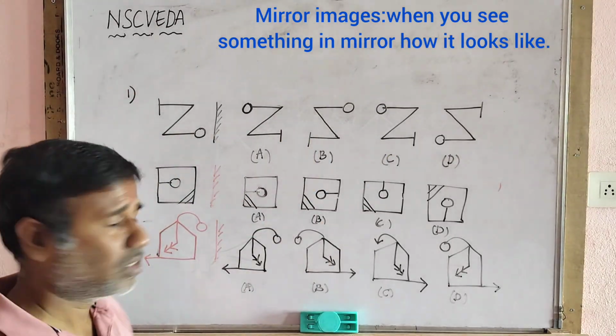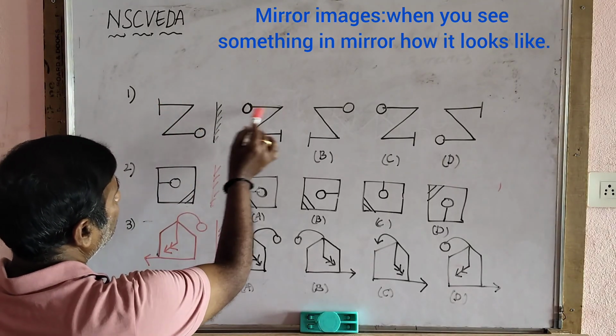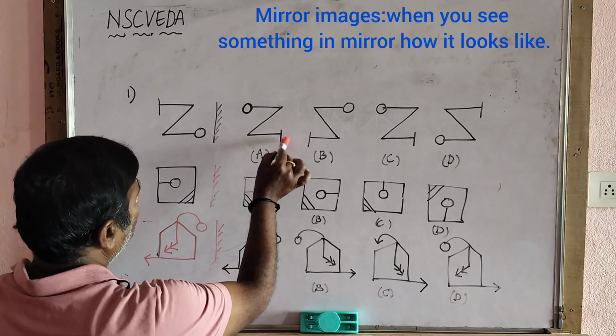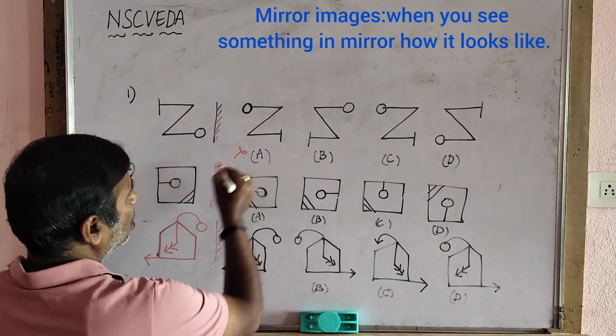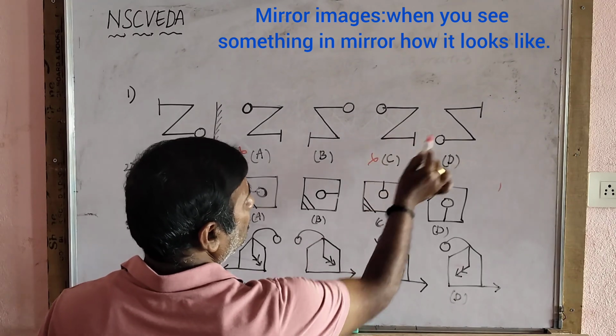How is that? See here. For example, you see this is a Z. Z will look like the reverse of Z. But you see here, this is not the reverse of Z. Straightforward, this is wrong. This is the reverse of Z. Okay. This is also wrong. This is the reverse of Z.